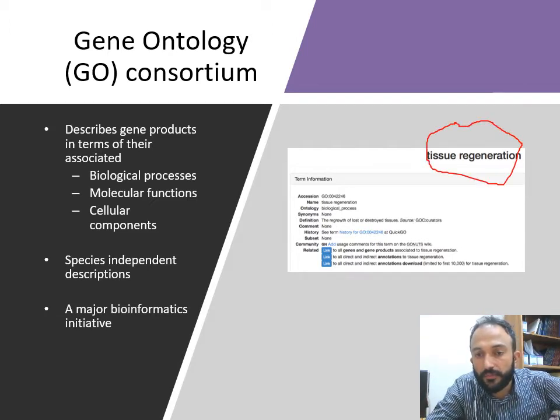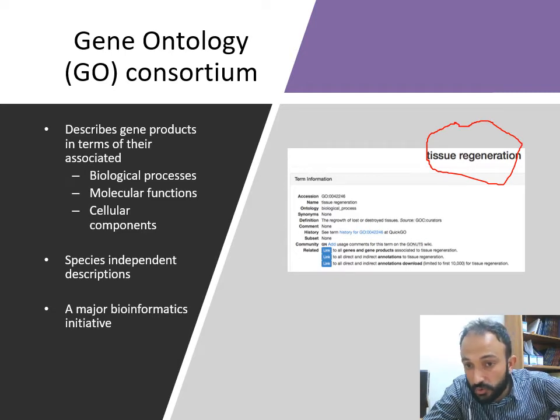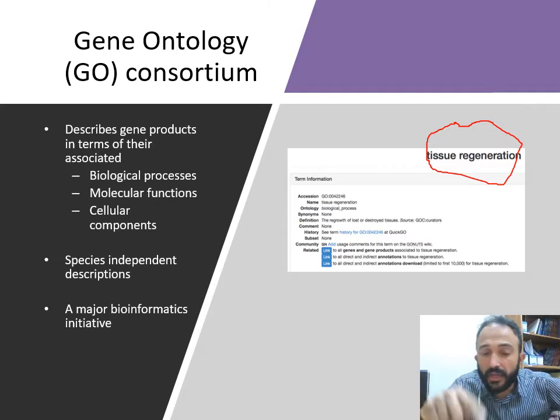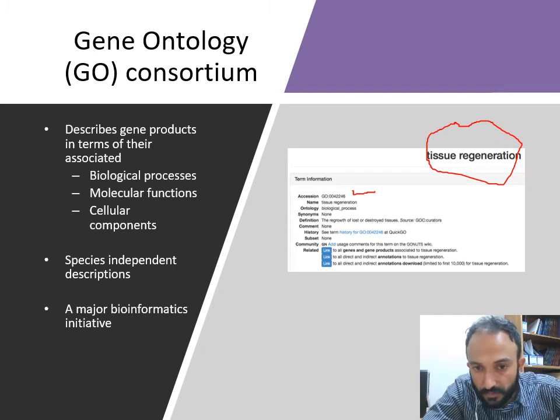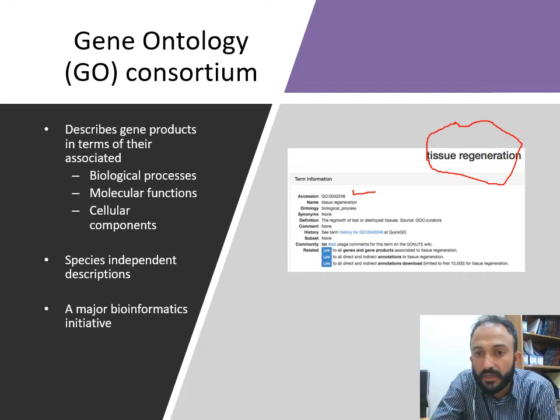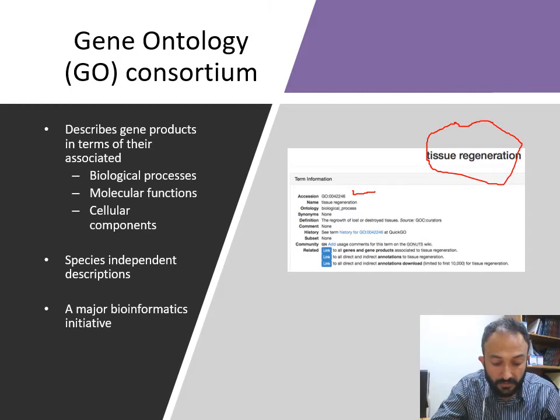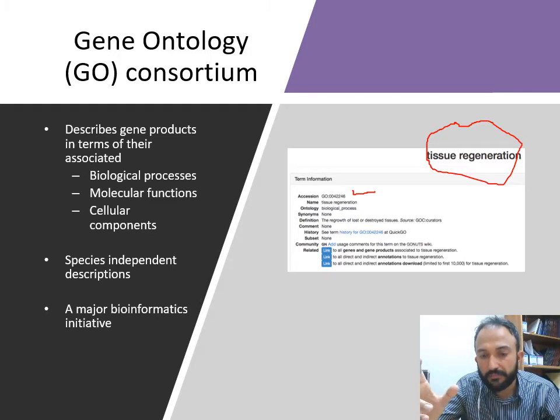Here you can see this one, a very beautiful circle I made here. This tissue regeneration is one function, and all the genes, irrespective of the species, because the genes are similar between the species, which are related to tissue regeneration can be classified under one accession number, that is this one, which is slightly visible, but you can just search and check the information related to tissue regeneration, and you can find all the gene products under one function. So this is the gene functional database, and this is a major bioinformatic initiative, because that is related to a unique type, that is a function.